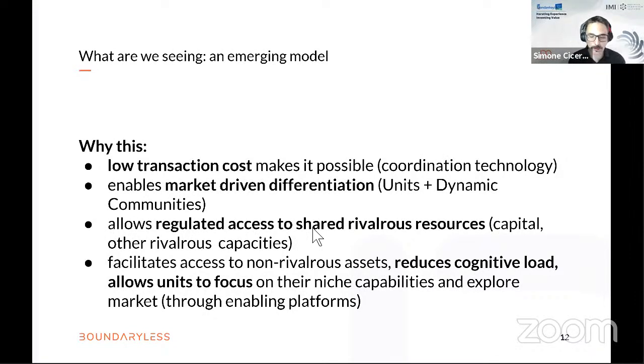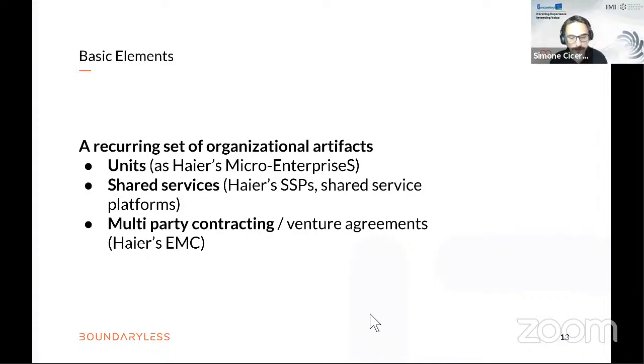So essentially it allows companies to manage and to produce both scale, standardization when needed, but also diversification and differentiation that are essential to the world of today, where everything is niche and everything is specific. So this is why this is a winning model. And again, the recurring artifacts in these organizations that we see are essentially these small units that use these shared services and engage in this contracting between parties. Most specifically, this contracting element is not developed at the same level everywhere.